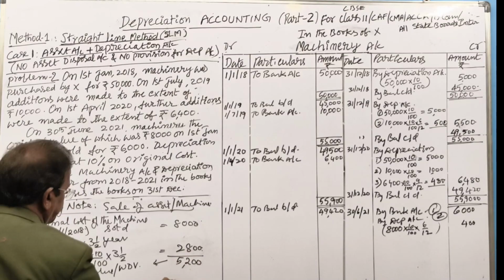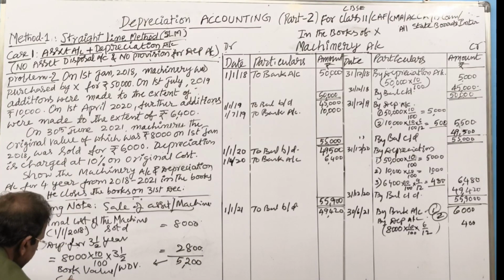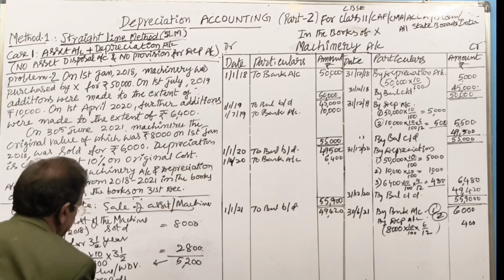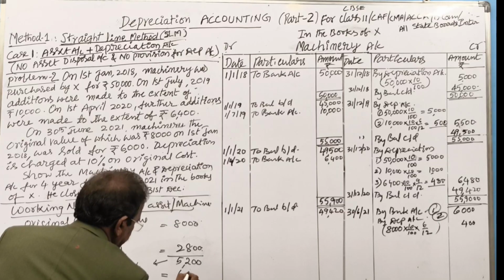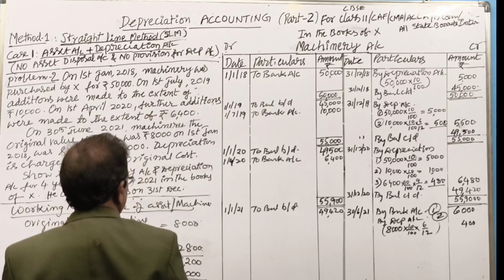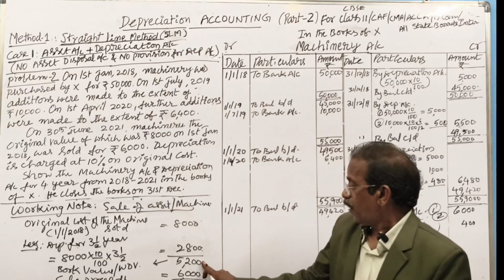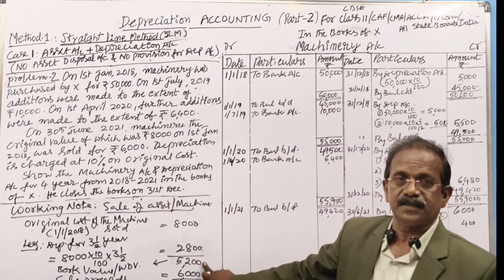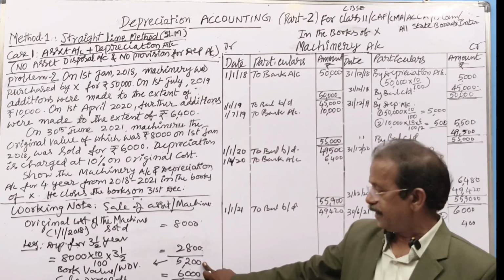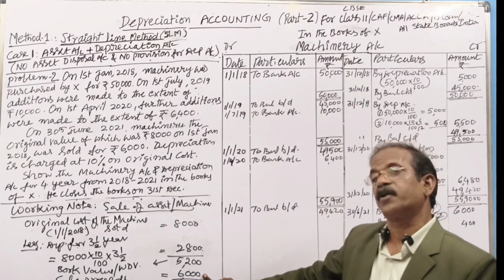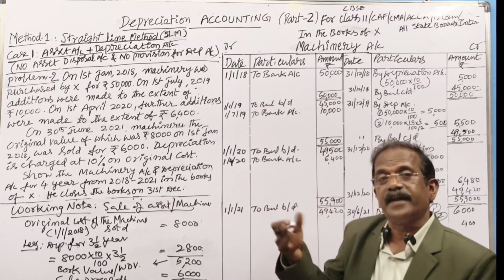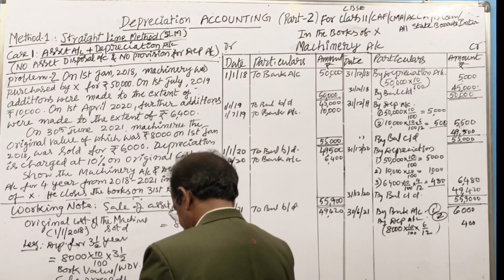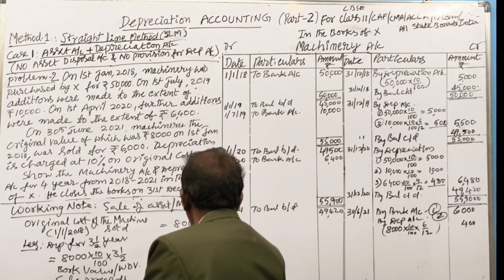Now under this you have to write sale price or sale proceeds. Proceeds means the amount received, equal to 6,000. Now by comparing these two figures, according to our calculation the machine balance is 5,200, but we are able to sell it for more than 5,200. It means we are gaining profit. So this excess amount is 800. This is the profit.